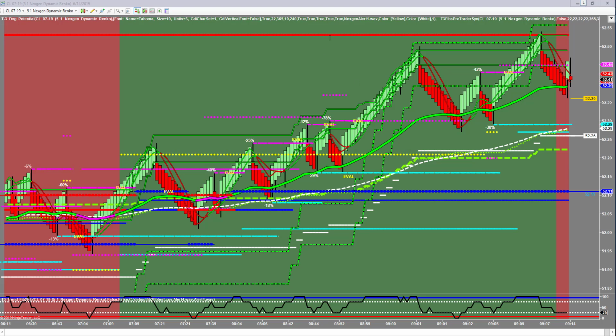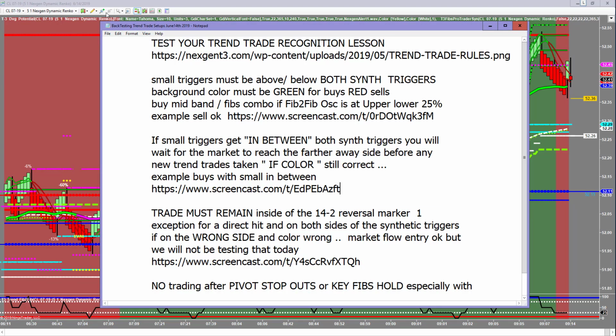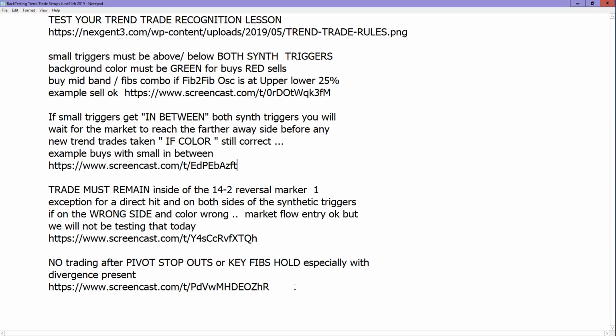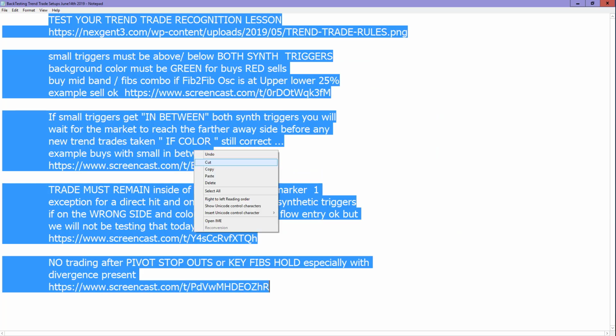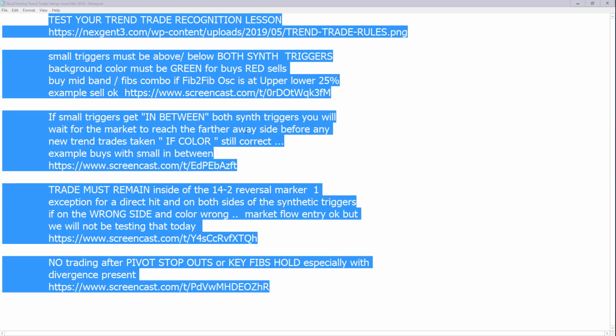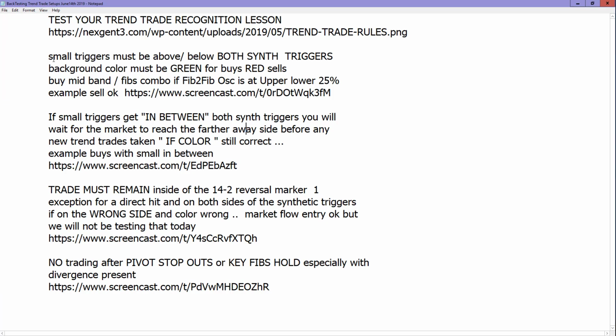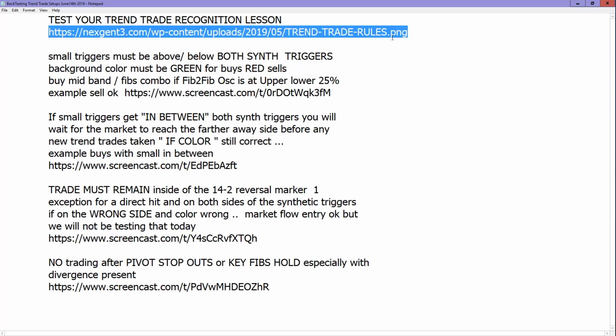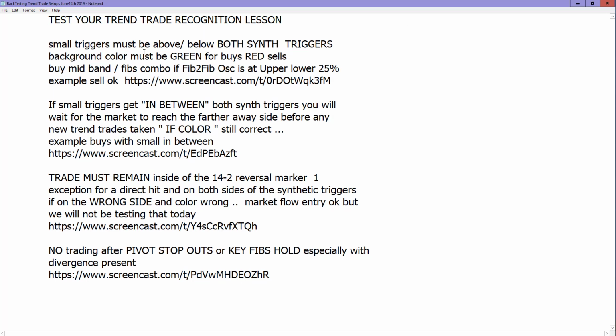So let me show you what we're going to do in this lesson. And again, I'm going to give you a copy of this so you can have it. I'll copy paste it in the chat room so you guys can see it. But the short version is, let me go through each of these pictures. This was the trend trade rules from the trading plan, but you don't even need that. Here's what we're going to do in our test, okay?